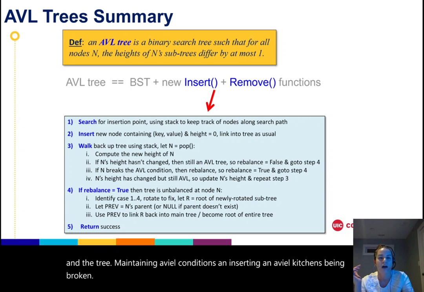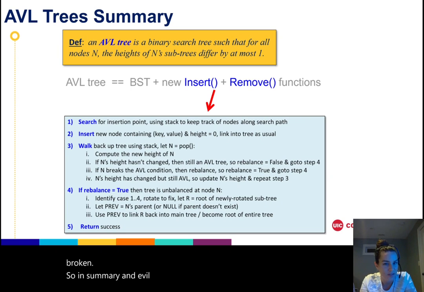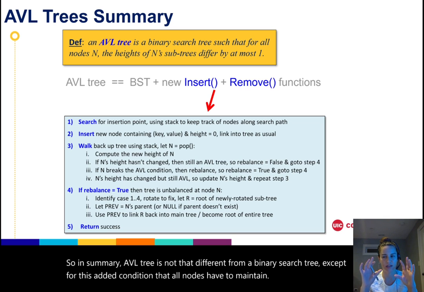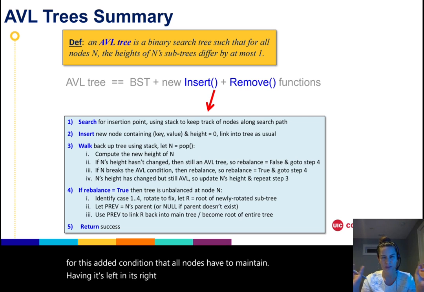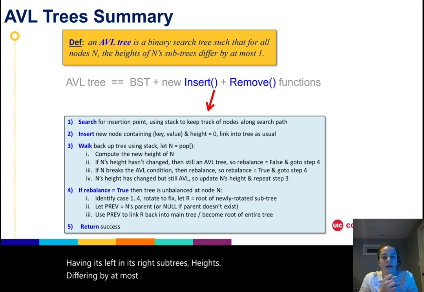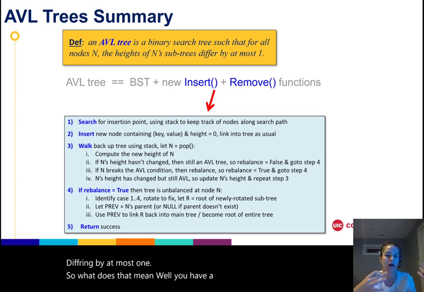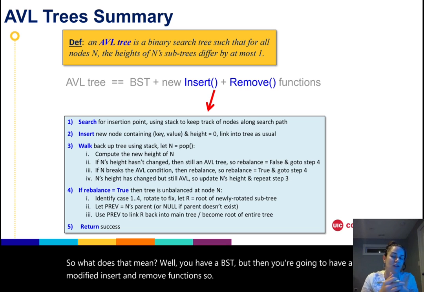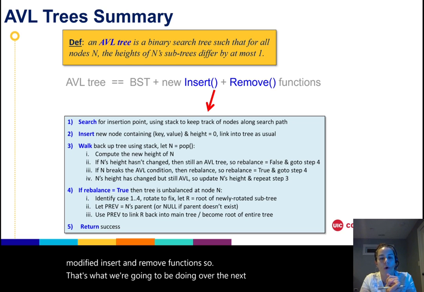So in summary, an AVL tree is not that different from a binary search tree, except for this added condition that all nodes have to maintain having their left and right subtrees' heights differing by at most 1. So what does that mean? Well, you have a BST, but then you're going to have modified insert and remove functions. So that's what we're going to be doing over the next many videos, is walking through basically how you do this.